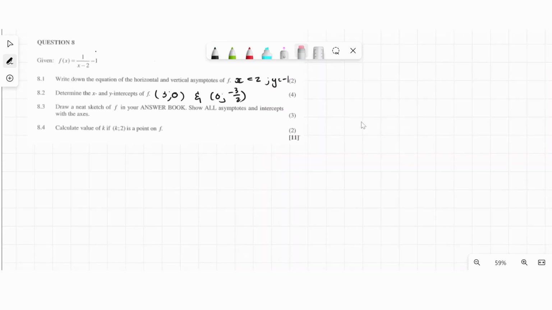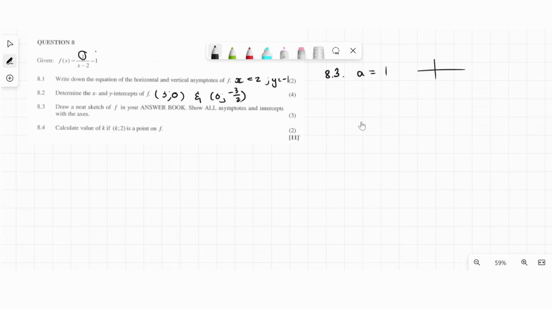So now 8.3 says draw a neat sketch of f in your answer book. Show all asymptotes and intercepts, right? So first of all, since it's a hyperbola, we need to determine the shape. So this is 8.3. We need to find a. A is the one here on top. So a is equal to positive 1.